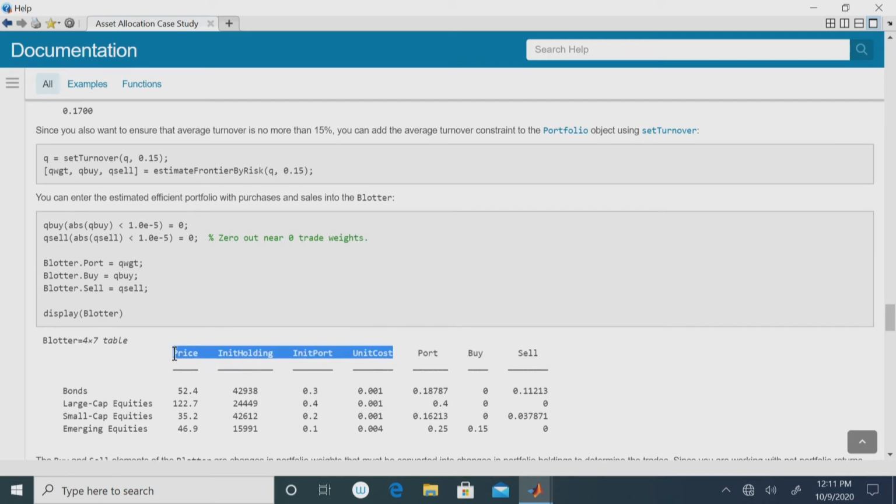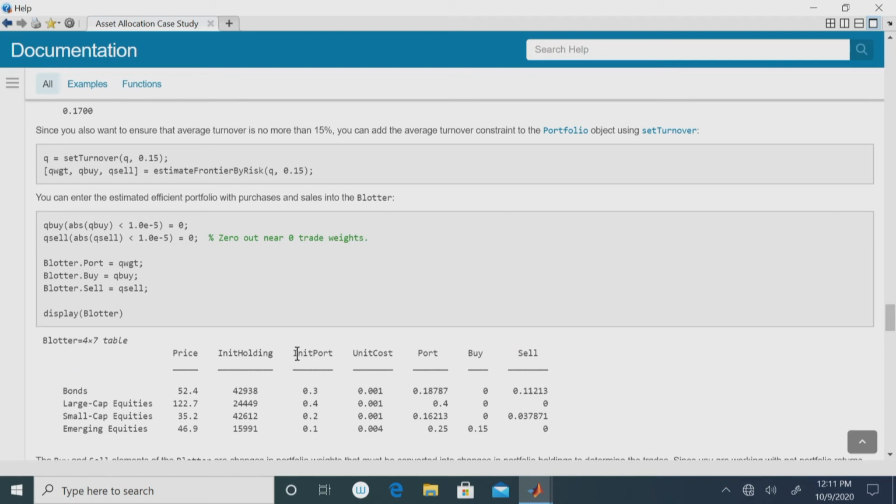Now, once you display the blotter, remember that the original blotter only had up to the unit cost. We had the original blotter table earlier, which had bonds, large, small and emerging equities, with the price, the initial holding, the initial portfolio of 30, 40, 20 and 10%, and the unit cost. Now blotter port prints this portfolio, so the portfolio has changed from this structure.